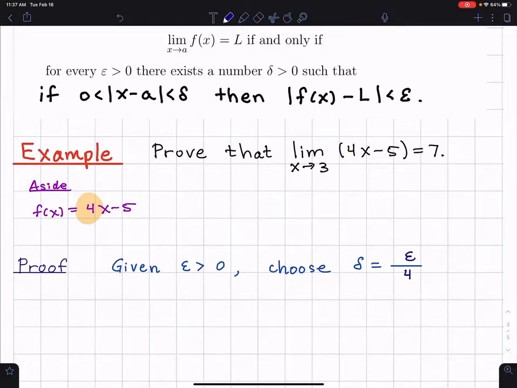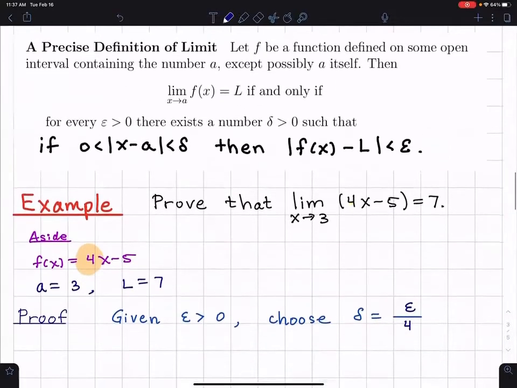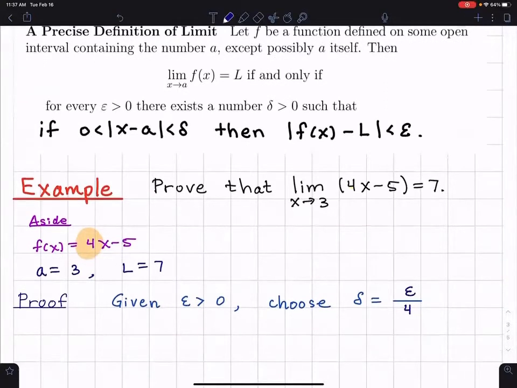It just works every time for lines. But it's not enough for us to just write that down. We need to show that this is going to work. Also, I'm going to write down in this aside that a, the number x is approaching, is 3, and the limit is 7. Now, above here, we have the precise definition of limit. I'm going to follow along that and just fill in the blanks.